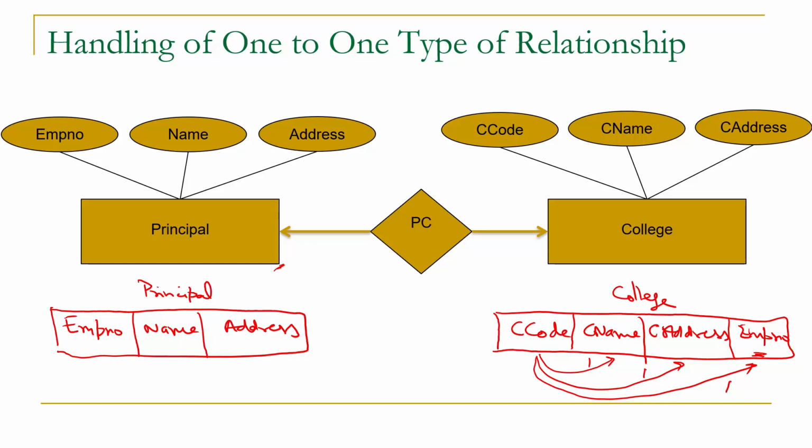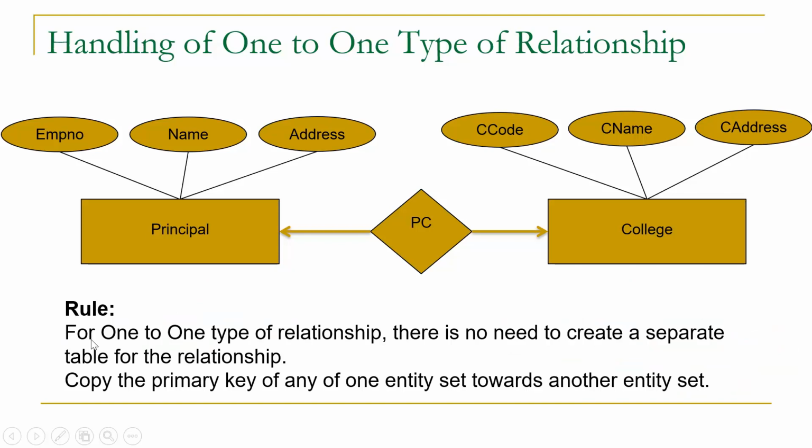So this is the other possible solution, and in this case we have two tables. Principal table has three columns: imp number, name and address. College table will have four columns: college code, college name, college address and imp number. Both of these solutions are valid. So we can conclude that if we have an ER model with one-to-one type of relationship, then there is no need to create a separate table for the relationship. We just need to copy the primary key of any of the entity sets towards another entity set, because both the entity sets are of one-to-one type.